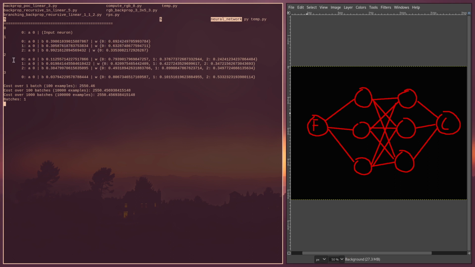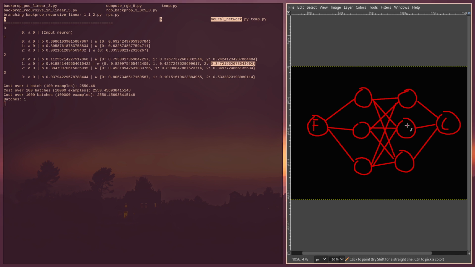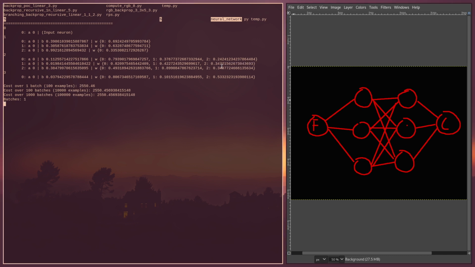So for example, on layer 2, on neuron 1, we have, for 2, this 0.34. That represents layer 2, neuron 1, and then the connection to the second neuron from the last layer, which is this, because it starts from 0, so 0, 1, 2. So that's this weight right here, which is 0.34.